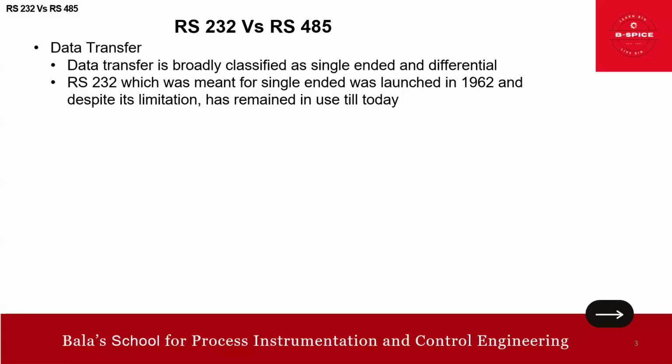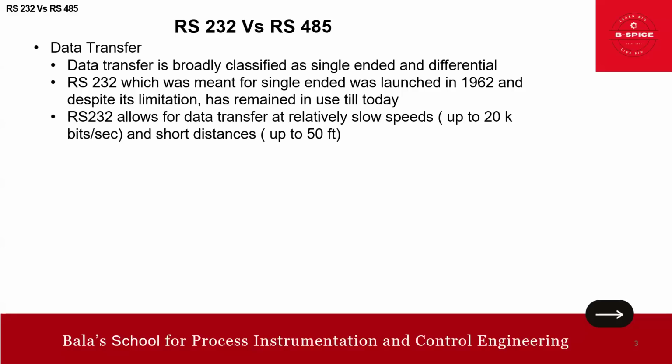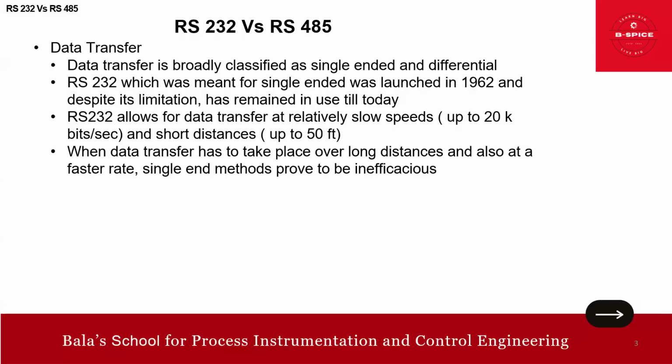So now coming back to this, RS-232, which was meant for single-ended, was launched in 1962. Despite its limitation, we have been using this even till today. RS-232 allows data transfer at relatively slow speeds, up to 20K bits per second, and short distances, up to 50 feet. So when data transfer has to take place over long distances and also at a faster rate, the single-ended method proved to be inefficient, meaning it's not going to be helpful. That is a point.